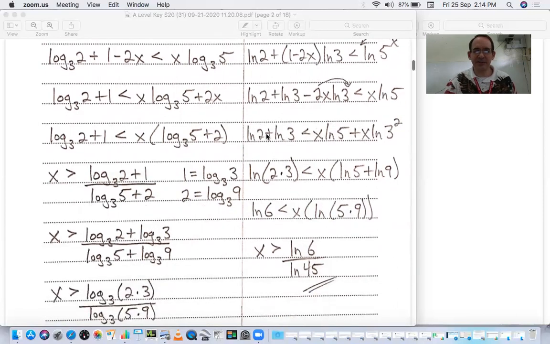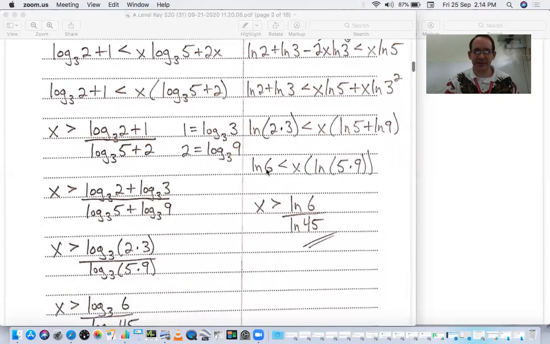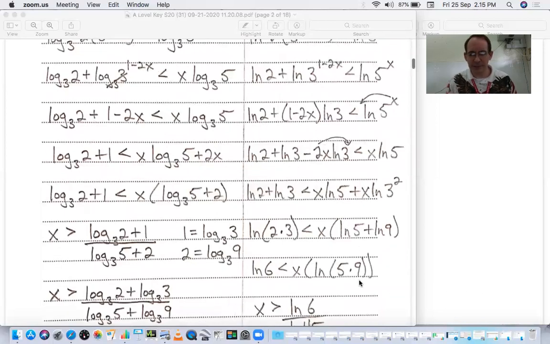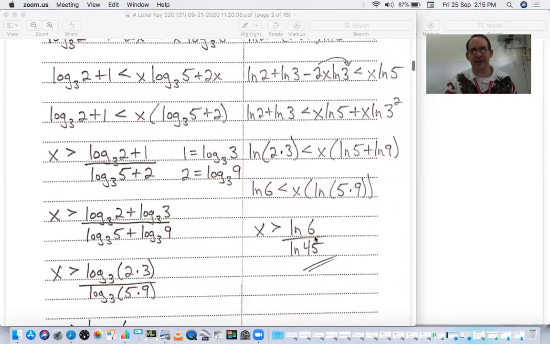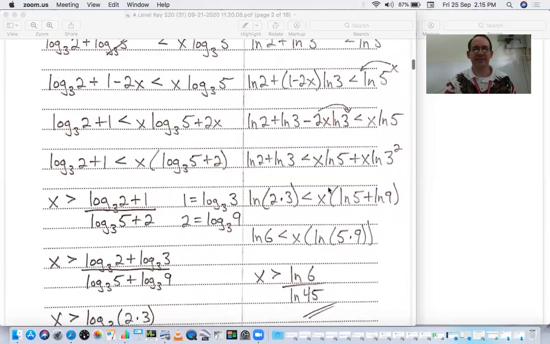Again, addition means you can multiply, so ln of 2 times 3, which is ln 6. On the right side, we factored the x out, leaving ln 5 plus ln 9. And of course, addition again means multiply, so ln of 5 times 9. And we divide that to the other side, and we end up with our ln 6 divided by ln 45. So as long as you're properly using your laws of logarithms, it's not really that difficult to work through, and it was worth 4 points for that.